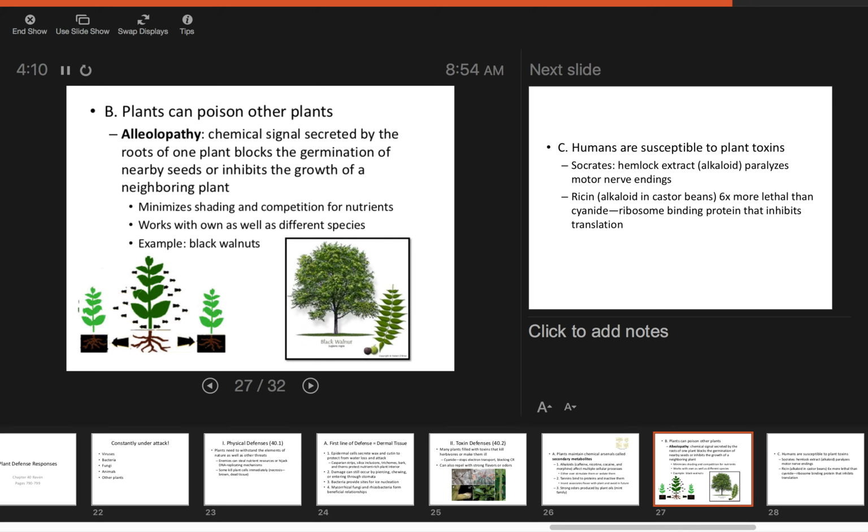So like, for example, the black walnut. If you ever have a black walnut, good luck trying to grow anything else in your front lawn, because that's the only tree you're going to see. It will inhibit other black walnuts or affect any other plant.